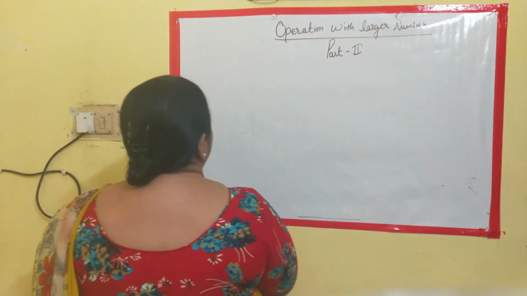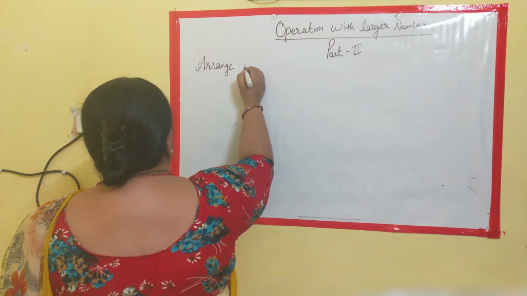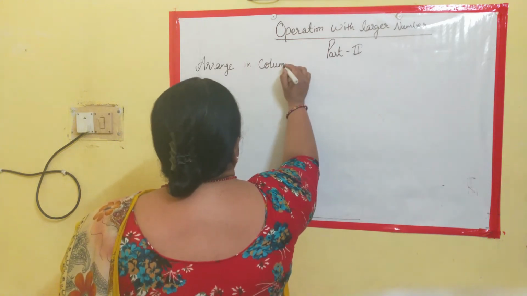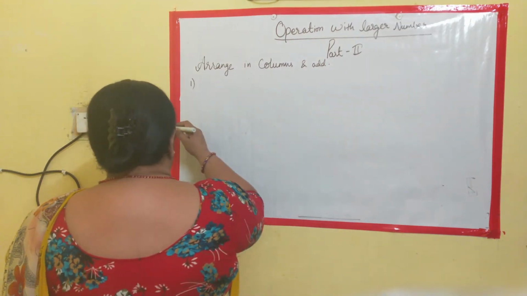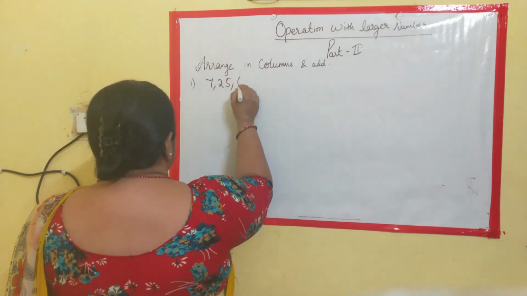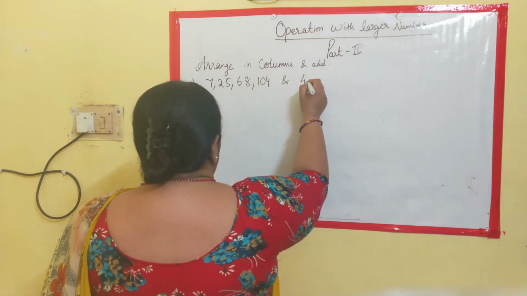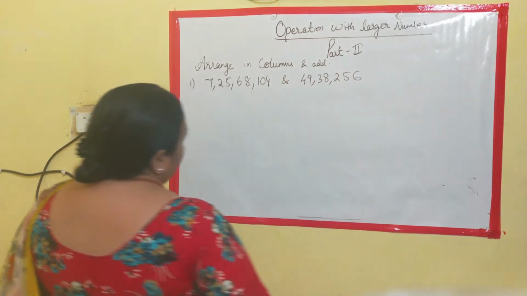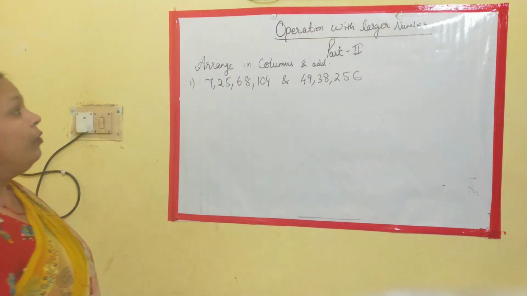Now today the first example is: arrange in columns and add. If this type of question is given, the numbers are 7 crores 25 lakhs 68,104 and 49 lakhs 38,256. As I have used commas, the reading is very easy. Now we need to arrange them.